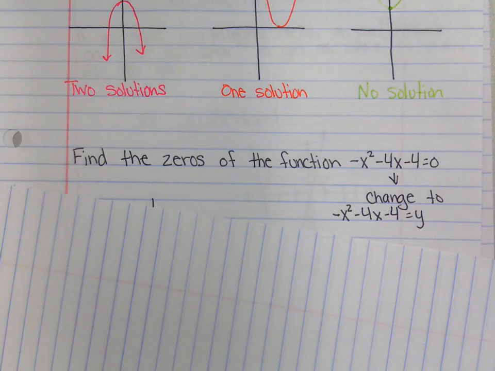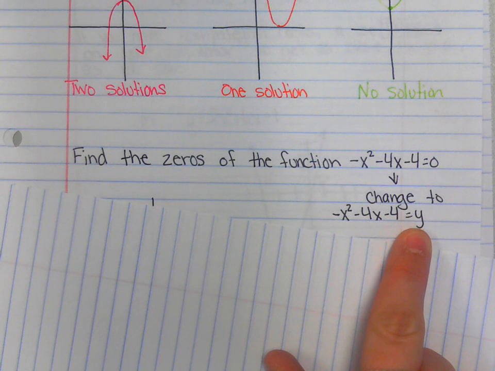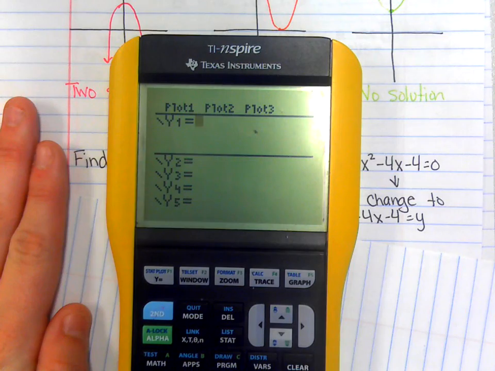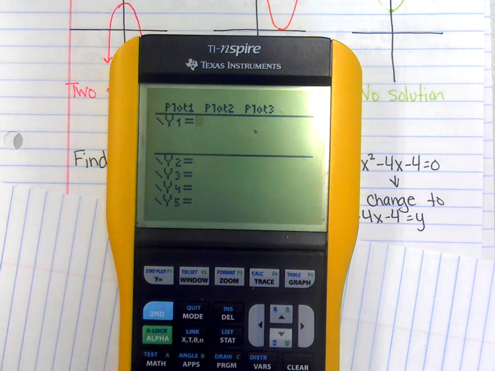All right, so here's how we could actually find the solutions of a certain quadratic. Your problem is to find the zeros of this function: negative x squared minus 4x minus 4 equals 0. So we're just going to change it. Instead of it equaling 0, we're going to have it equal to y. And you're going to plug this into your calculator. So you're going to go to y equals and type in your quadratic.